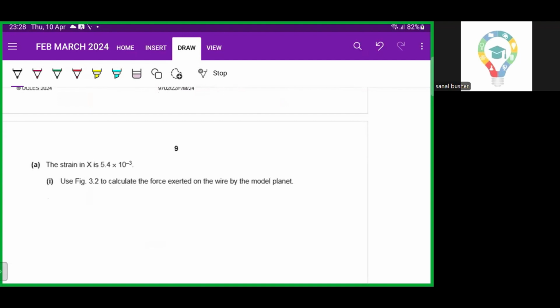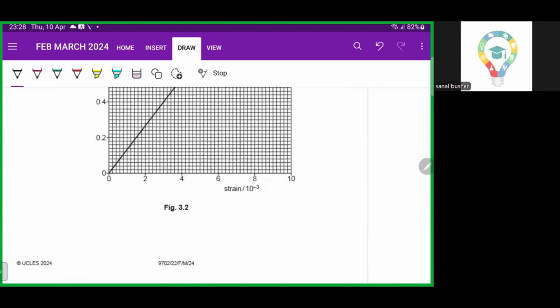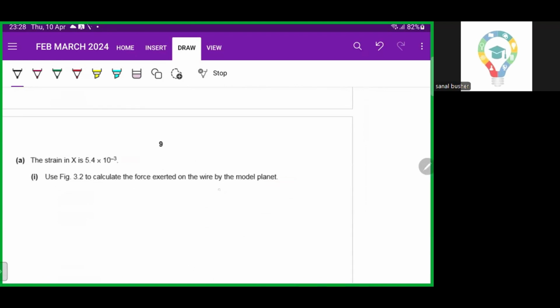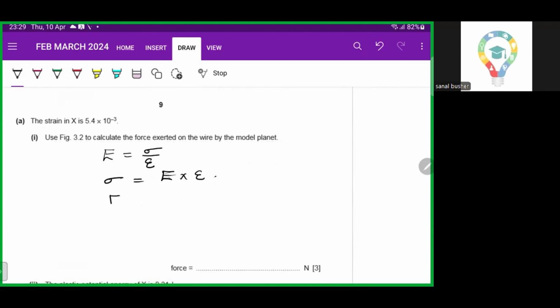So the strain in X is 5.4 into 10 to the power minus 3. Use the figure 3.2 to calculate the force exerted on the wire by the model. Okay, so you know that what is Young's modulus? Young's modulus E is equal to stress upon strain, right? So from here you can find out sigma is equal to Young's modulus multiplied by strain. Stress is force upon area, which is equal to E into epsilon. So you can find out F from here. F is equal to E A into strain.